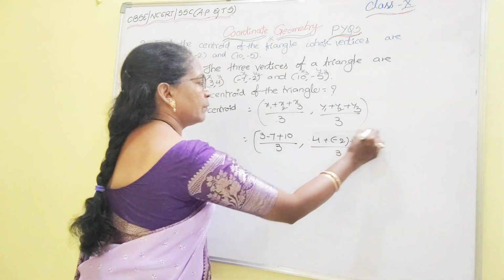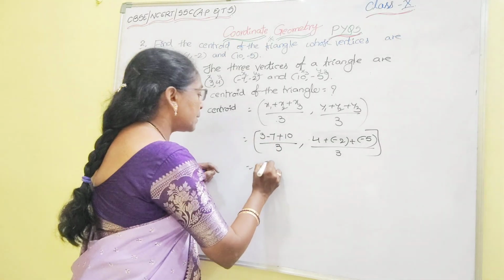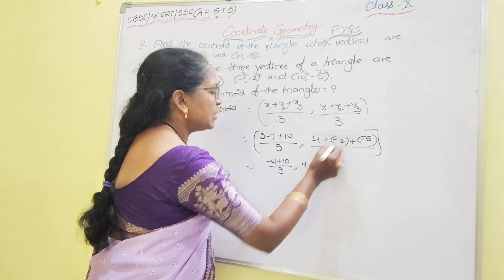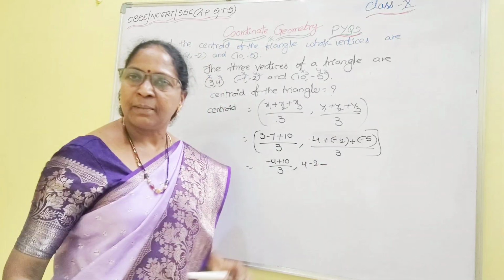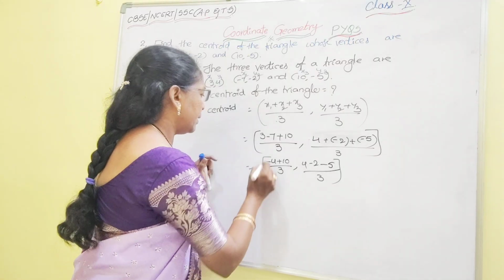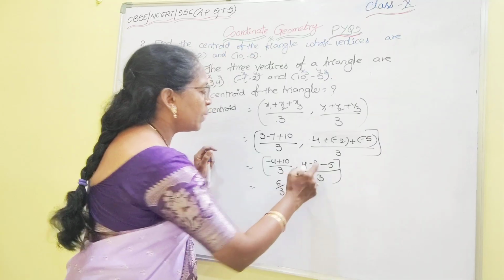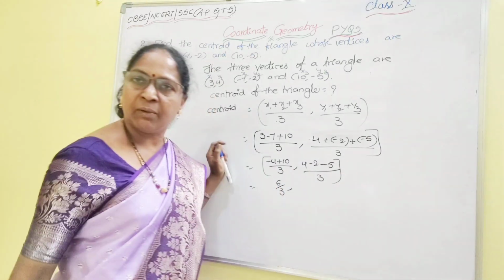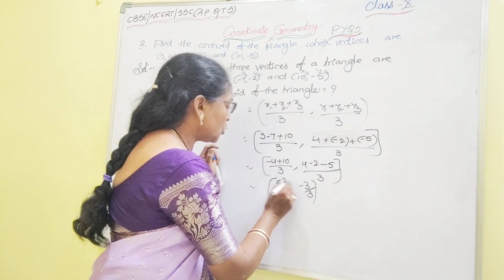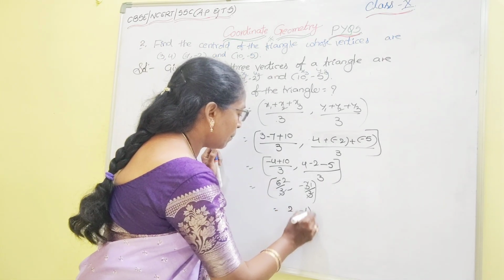Now that equal to 3 minus 10 equal how much? Minus 4. Minus 4 plus 10 divided by 3, comma 4 plus into minus minus 2 plus into minus minus 5 divided by 3. That equal to minus 4 plus 10 equal how much? 6. 6 by 3, comma 4 minus 2 equal to 2. 2 minus 5 equal to minus 3. Minus 3 by 3. 3 in this 2 times. Again 3 by 3 is nothing but 1. So the final answer equal to 2 comma minus 1.